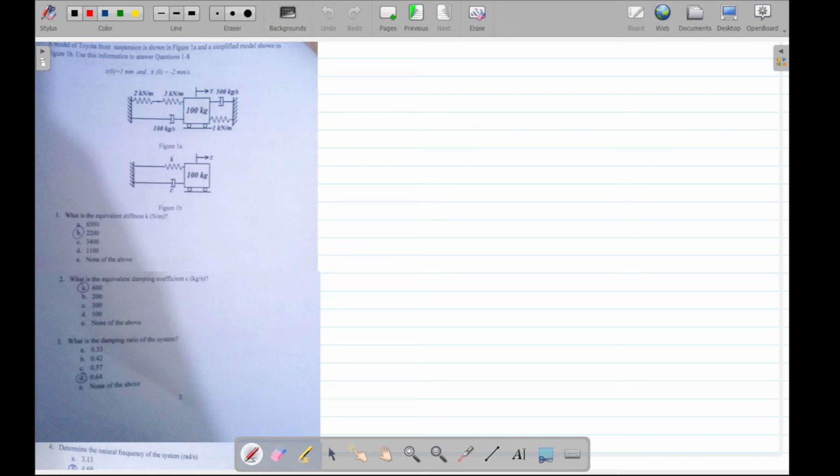So question 1 asks us to find the equivalent stiffness. We are going to find total K. Now with the total K, realize that these two are in series together, and are in parallel with this one. And when springs are in series, 1 over K equivalent will be equal to 1 over K1 plus 1 over K2, up to however many Ks we have. So the total K when they are in series will be 1 over K1 plus 1 over K whatever. Then you take the inverse, so you reciprocate it.